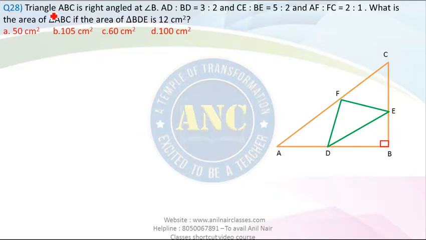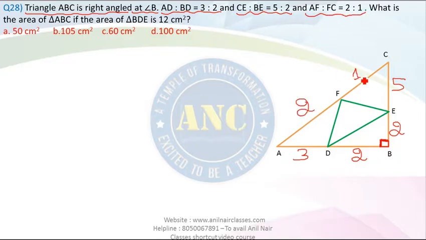Question number 28. Triangle ABC is right angled at angle B. This is my first statement. AD is to BD is 3 is to 2. Okay, that also is clear for me. Next, CE is to BE is 5 is to 2. Beautiful. AF is to FC is 2 is to 1.